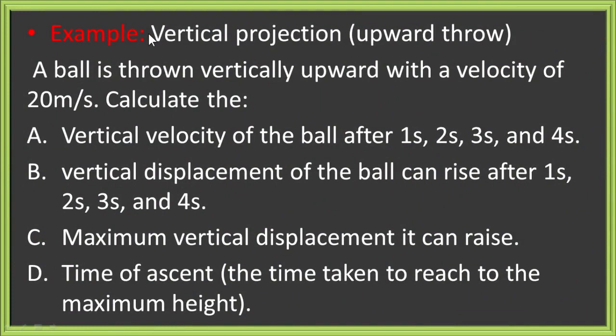Let us do an example for vertical projection or upward throw. A ball is thrown vertically upward with a velocity of 20 meters per second. Calculate A, the vertical velocity of the ball after 1 second, 2 seconds, 3 seconds, and 4 seconds. B, the vertical displacement of the ball after 1 second, 2 seconds, 3 seconds, and 4 seconds. C, the maximum vertical displacement, or H max, it can rise. D, the time of ascent, the time taken to reach the maximum height.